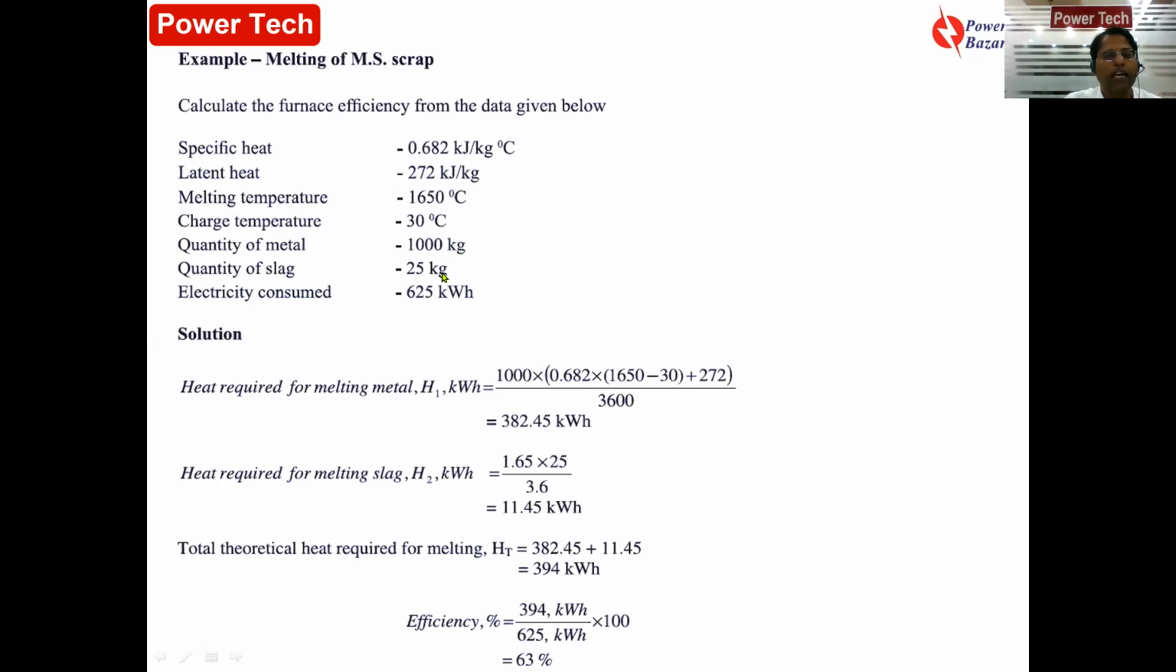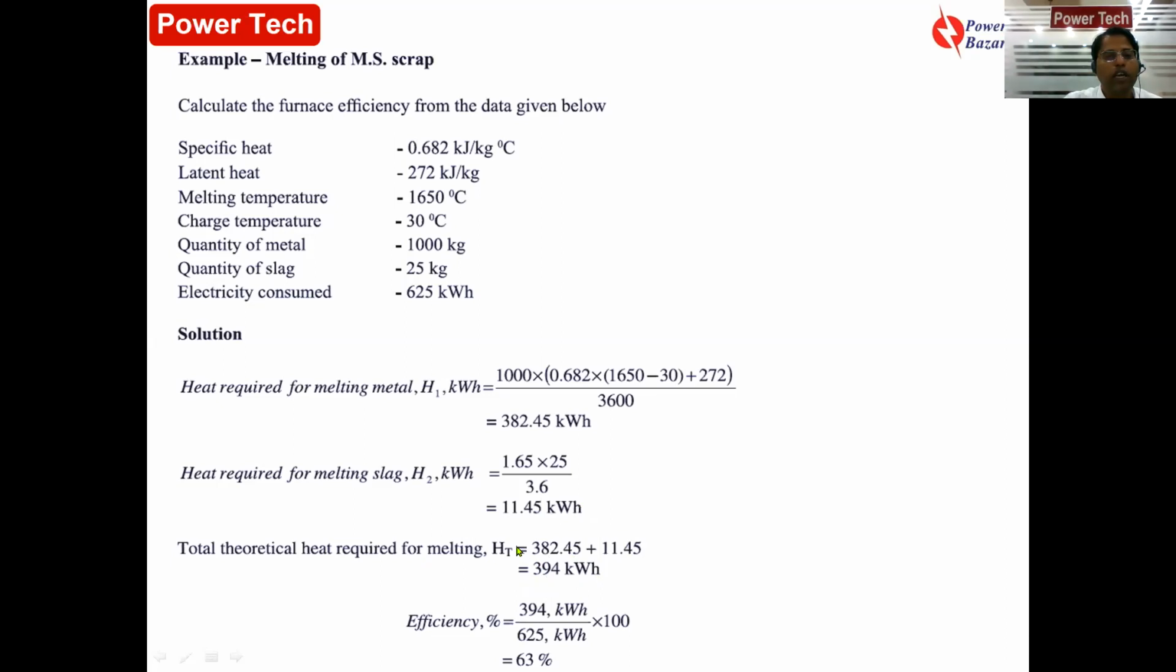Quantity of slag generated: slag is basically what you get when you heat in a furnace, and it becomes 25 kg. And the electricity consumed, this is the actual electricity consumed, is 625 kilowatt hour or 625 units. So H1 becomes 1000 times specific heat times delta T plus latent heat 272. I got 382.45 kWh. For H2, I have to multiply 1.65 into 25 by 3.6, it becomes 11.45 kWh. So what is the total theoretical heat required for melting? HT becomes 394 kWh.